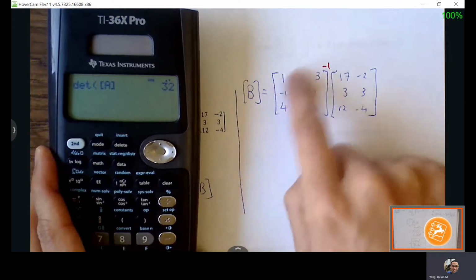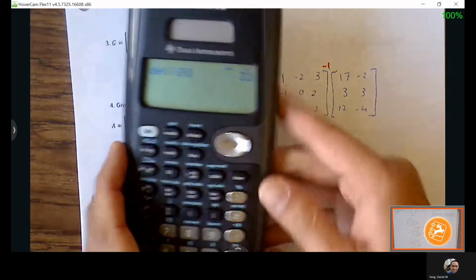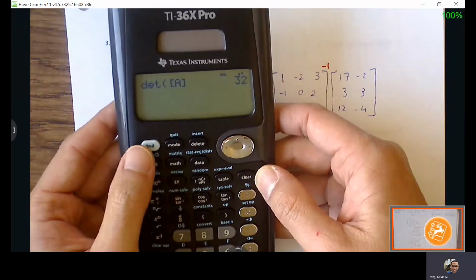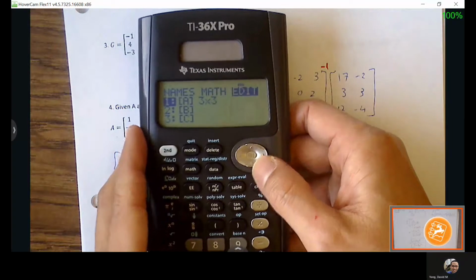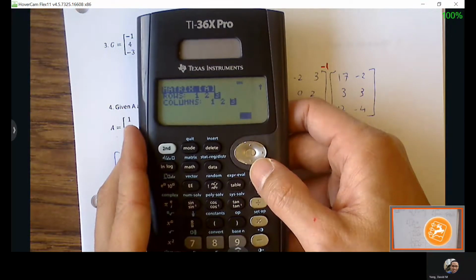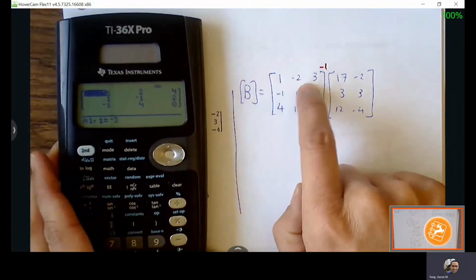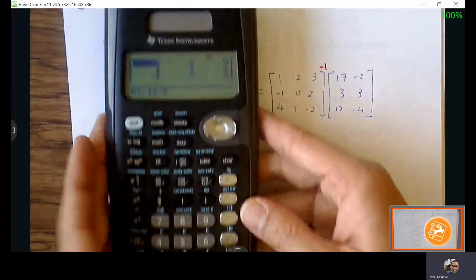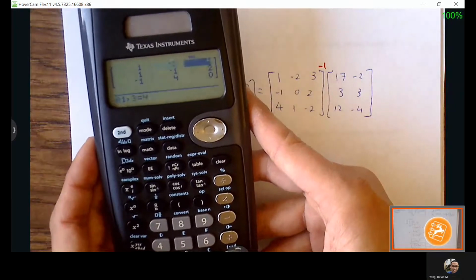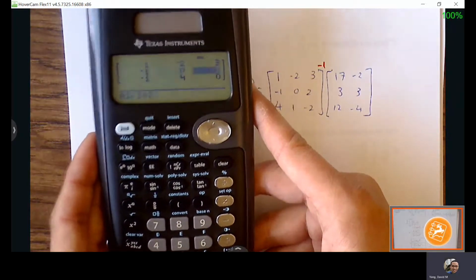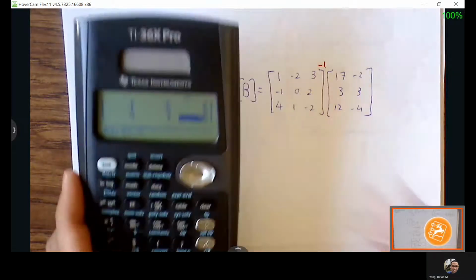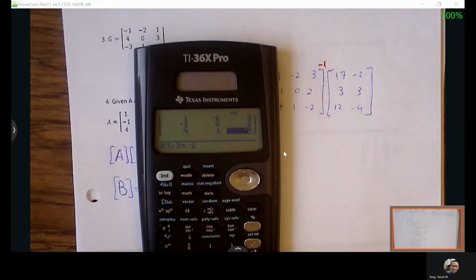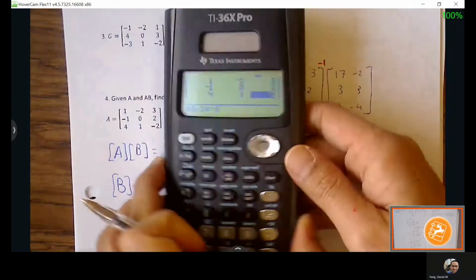So I'm going to create a 3x3 matrix here. Go to second, matrix, edit, 3x3, and I'm going to enter this in. I'll show you where that inverse will play a role, but right now I'm just going to enter in that 3x3 matrix. Okay, should be good to go. So we'll save that.